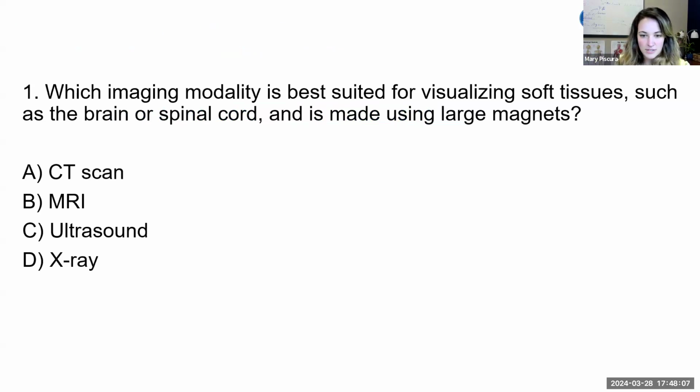All right, so first question here, I'm going to relaunch this poll. You should see a new one here. Which imaging modality is best suited for visualizing soft tissues, such as the brain or spinal cord, and is made using large magnets? Seeing a lot of good responses here. I think we got most people in here. Most of you got that there was a key in here, using large magnets. And so let's go to our answer. This is going to be your MRI.